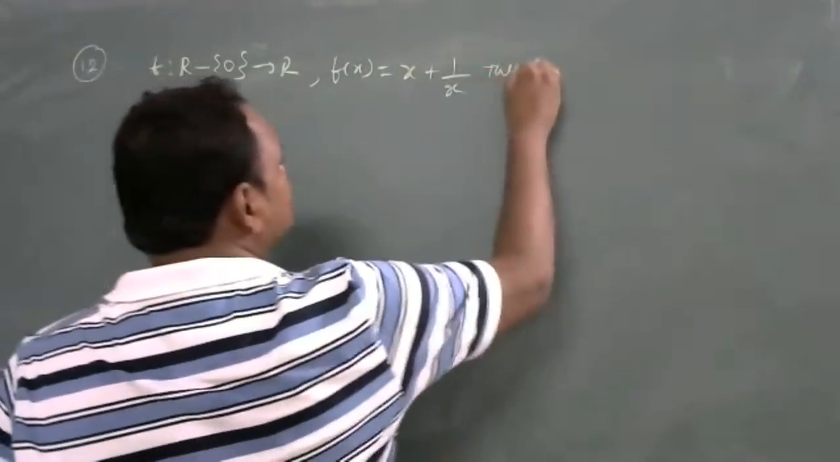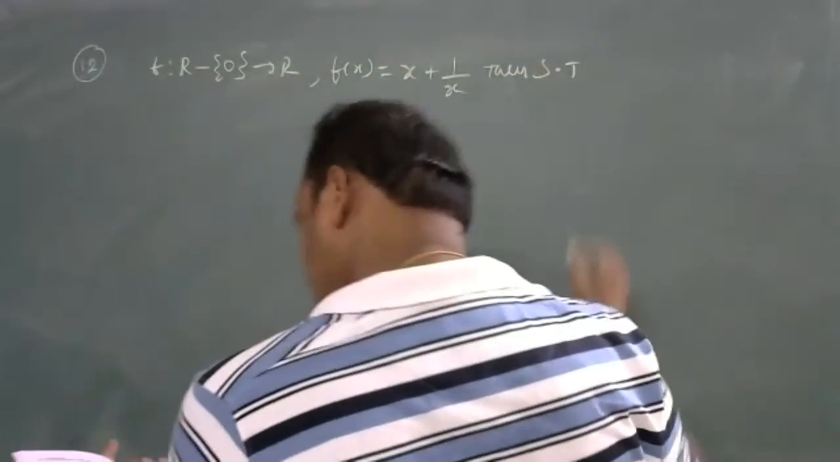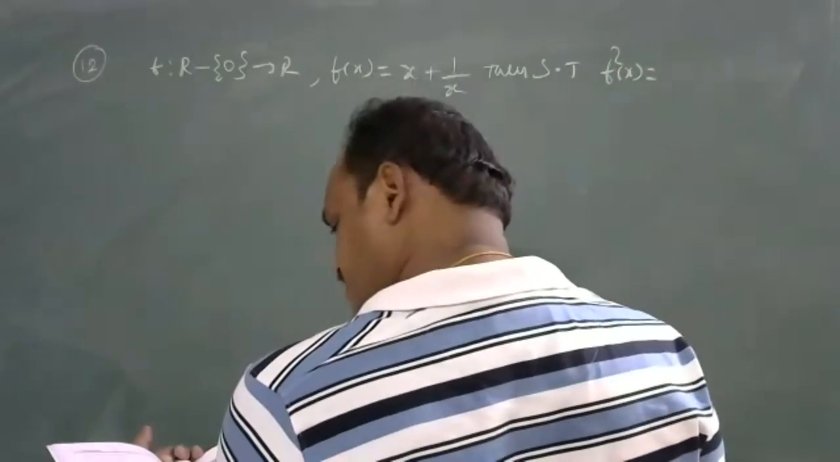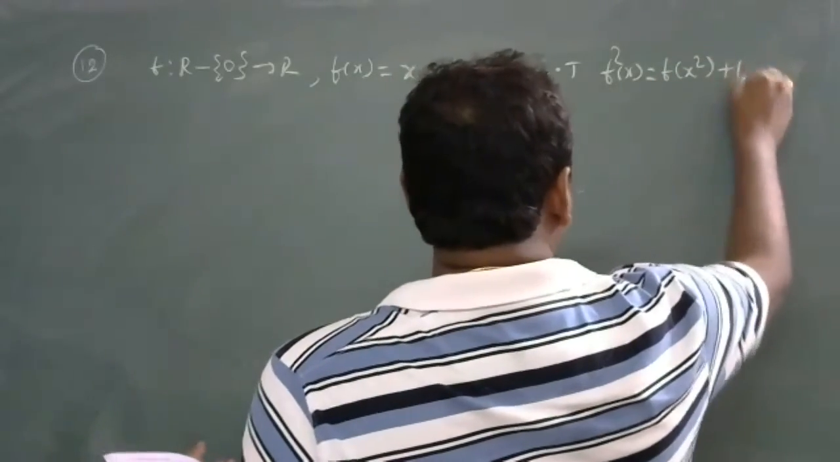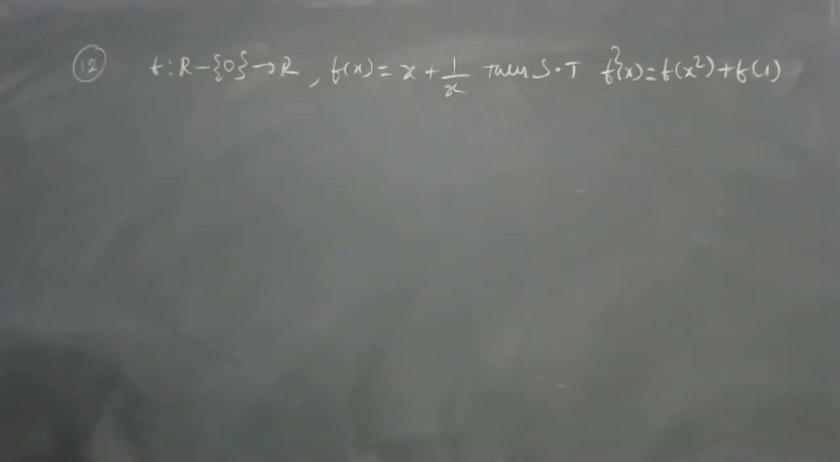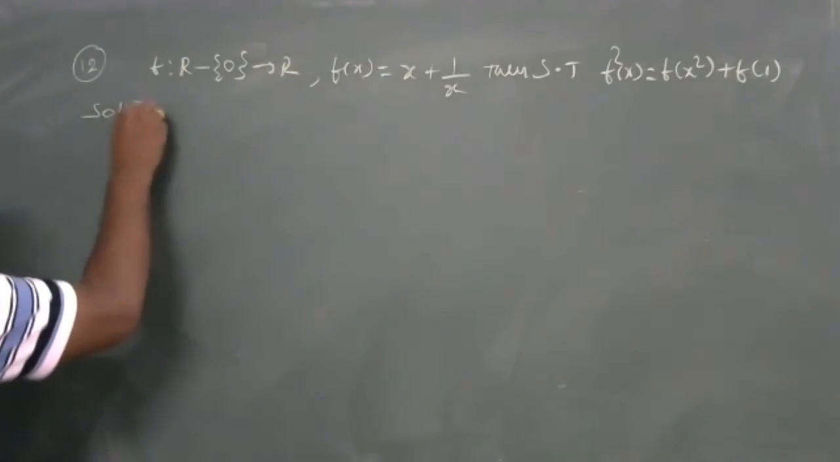Then show that f square x is equal to f of x whole square plus f of 1. See, this is also very nice. My students were able to do this problem beautifully.